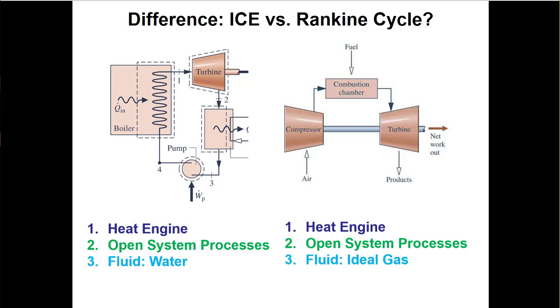But the difference comes on the third question, what's the fluid? Because in the Rankine cycle, remember that the working fluid was water. So we were worried about liquid water, and then we're boiling it, and then we're condensing it back down. We don't do that in a Brayton cycle. In a Brayton cycle, it's always a gas. So it's not changing phase. It's some ideal gas.